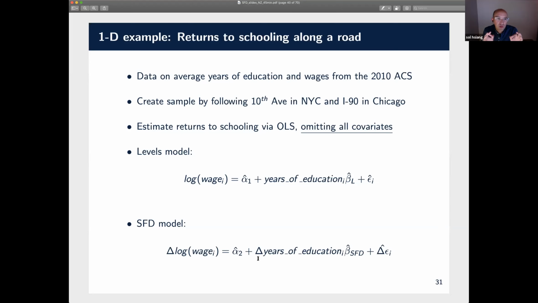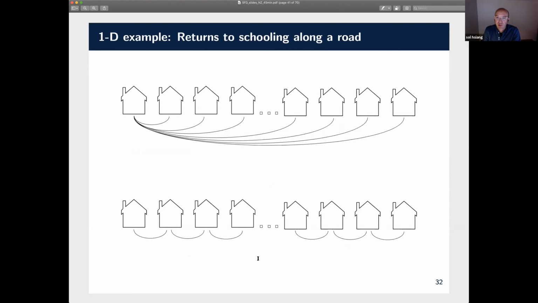We know that in a levels model, this should be biased. There are all sorts of things that will be correlated with years of schooling that should also affect wages. We're also going to estimate it in spatial first differences, where each census tract is differenced from its immediately adjacent neighbor. So it's essentially the example I showed you in the beginning.